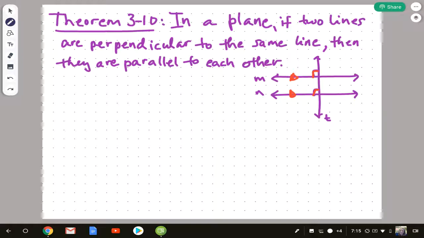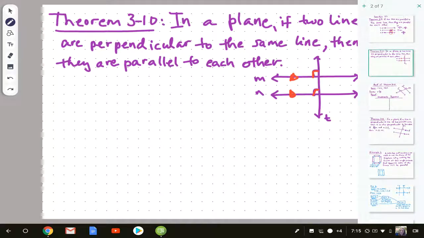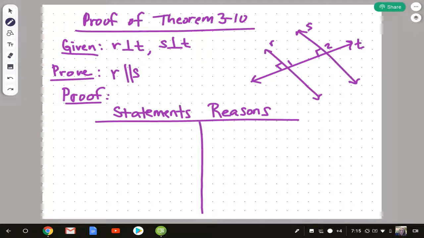Okay. We're going to see how we would go about proving that in the next slide. So remember, if we're proving a theorem, then we can't use that theorem, but we can use any of the other theorems we've had. So I'm given R is perpendicular to T, and S is perpendicular to T. We can see that on the diagram. There are also angles 1 and 2 that are marked, but there's nothing stated in the given statement for those. What I'm trying to prove is that R is parallel to S. So I'm trying to prove that if these two lines are perpendicular to the same line, T, then they must be parallel to each other.